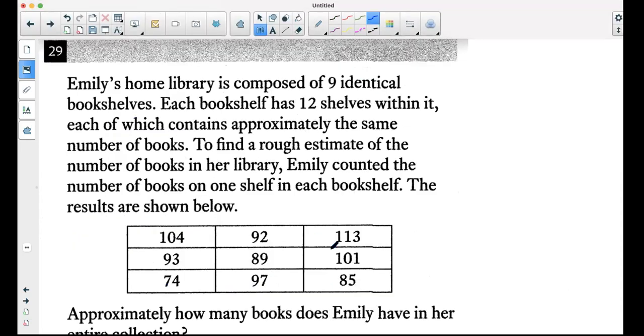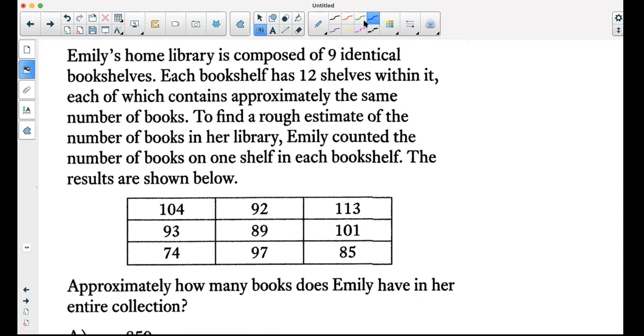So Emily's home library is composed of 9 identical bookshelves. Okay, each bookshelf has 12 shelving units within it, each of which contains approximately the same number of books. Okay, to find a rough estimate of the number of books in her library, Emily counted the number of books on one shelf in each bookshelf. Okay, the results are below.